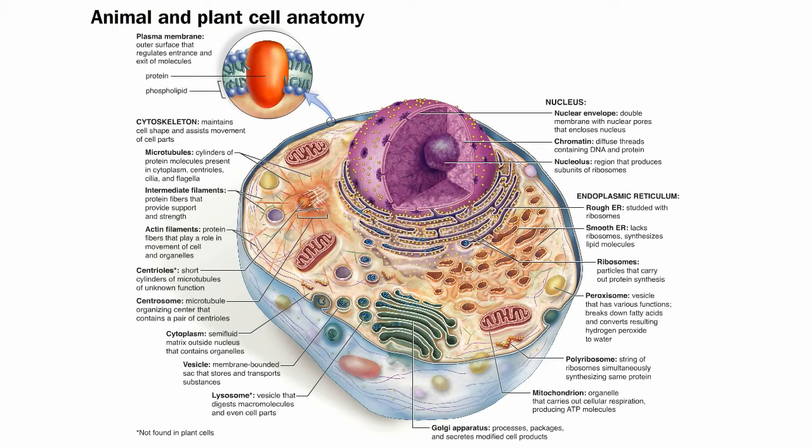The role of centrosomes and centrioles is still a mystery to scientists. These structures are associated with the cytoskeleton of the cell, specifically the microtubules. They're known to be involved in cell division, but not all eukaryotic cells have these structures.